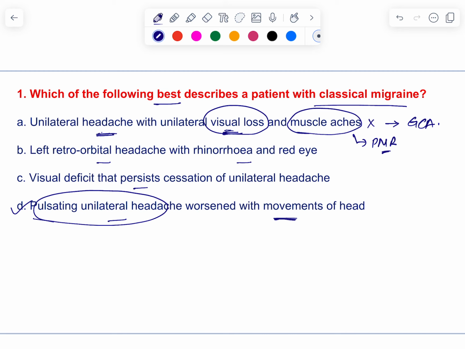Then you take the second option, that is left retroorbital headache with rhinorrhea as well as the red eye. You will have this in case of the cluster headache. That will be your second option. And the visual deficit that persists after cessation of the unilateral headache, that means the unilateral headache has stopped, but still the visual deficit is persisting. That is what you will observe in case of the ophthalmoplegic migraine.